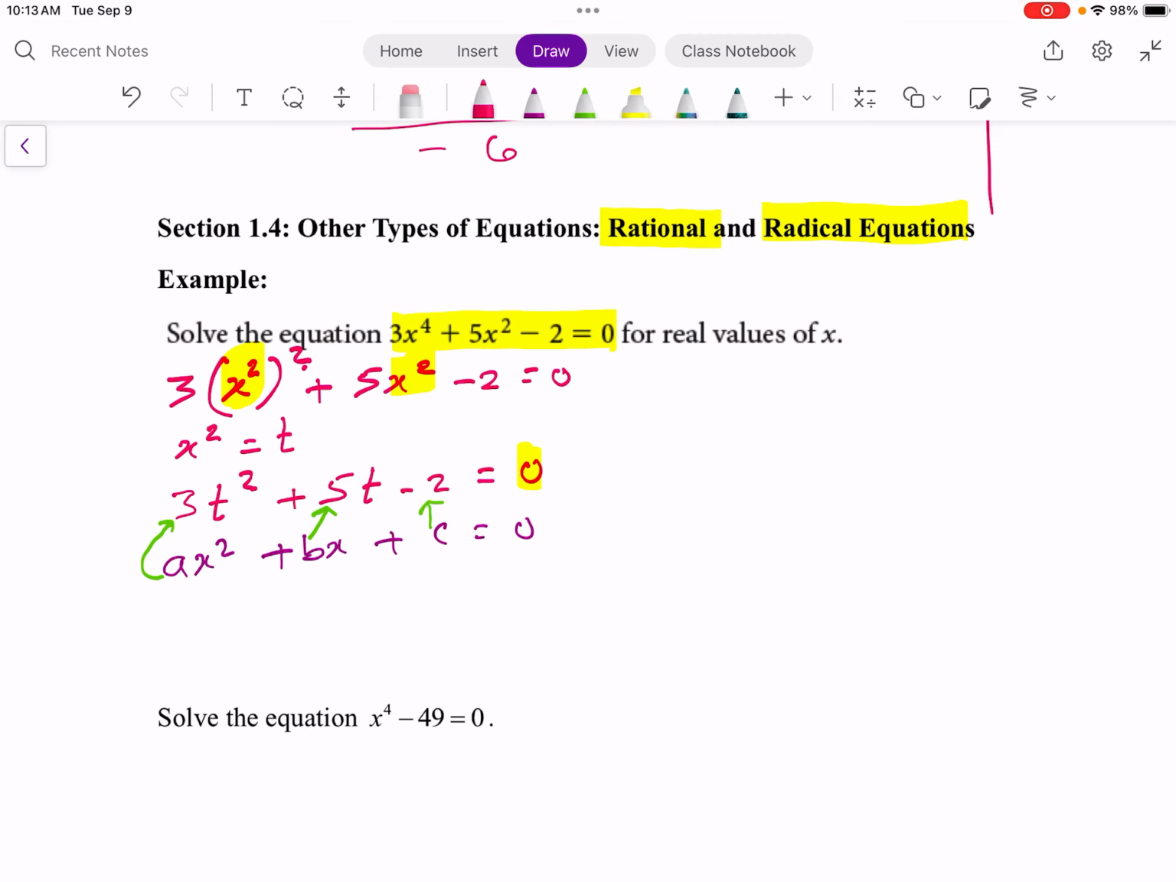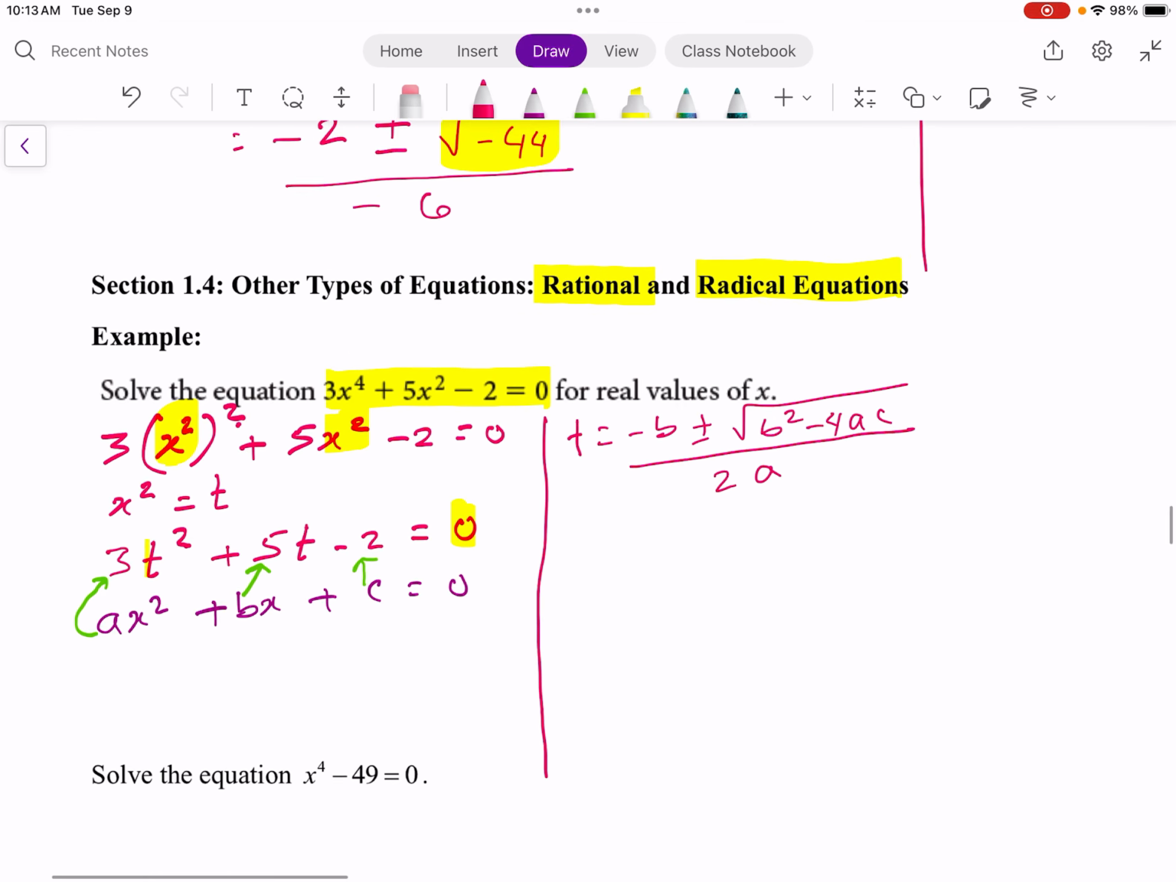Our variable is t, so we have t in our formula. So t equals negative b plus or minus square root of b square minus 4ac, divided by 2a. Any question up to here? We had an equation with degree 4. We rewrite that equation in terms of a quadratic equation by replacing x square by some variable. Once we have our quadratic equation, we find a, b, c. Now let's substitute a, b, c in our quadratic formula.